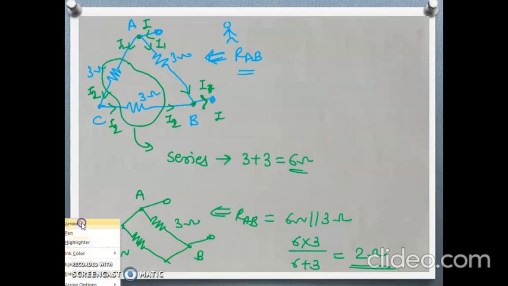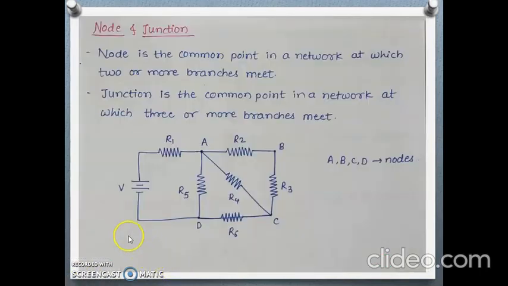So let's start with our today's session, where before going to discuss the KCL, first we will discuss the basic terms related to this. The node and junction. The node is a common point in a network at which two or more branches meet. And the junction is also a common point in a network at which three or more branches meet.